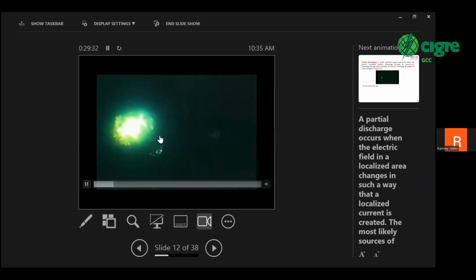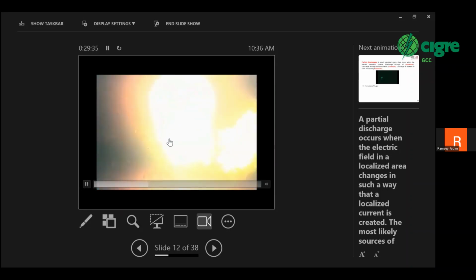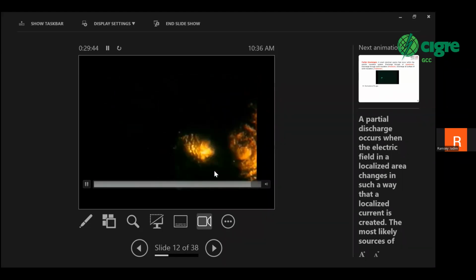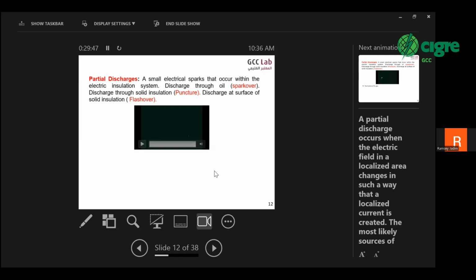See the link between them start, then the temperature comes. The temperature of the oil surrounding this area reaches more than 1,000 degrees centigrade, but only for a very short time, a microsecond. But if there is more flashing like this, and the oil insulating system is very bad, sure you will get a fire or failure in the transformer.